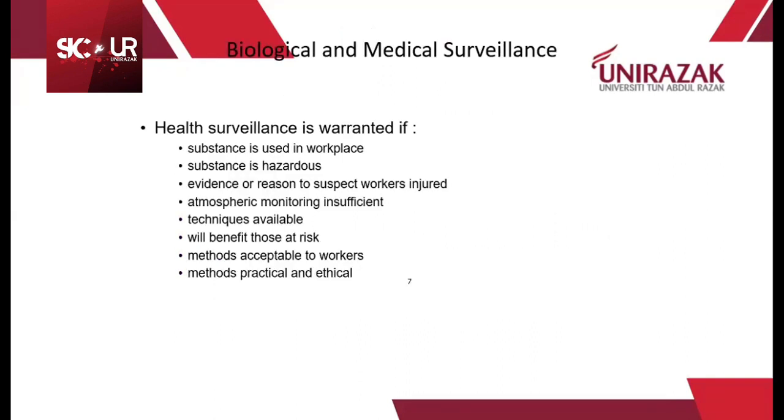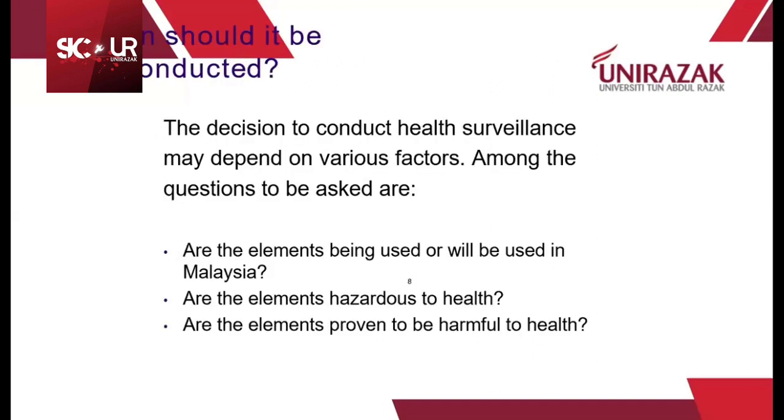Health surveillance is warranted if substance is used in the workplace, substance is hazardous, evidence of or reason to suspect worker injured, atmospheric monitor insufficient, technique available will benefit those at the risk, method acceptable to the worker, method practical and ethical. When should it be conducted?